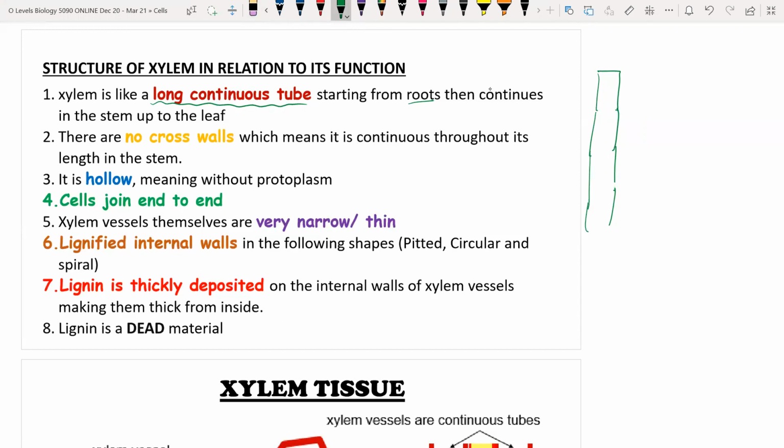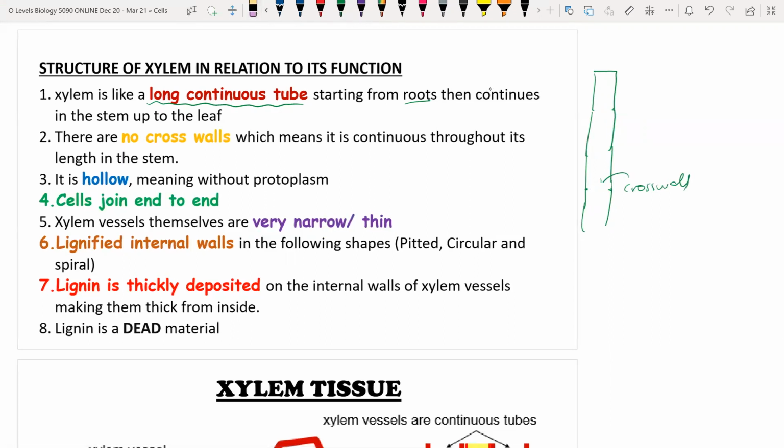And eventually what happened was even the cross walls were lost. What are the cross walls? You know, the point where one cell meets the other, that's where their cell walls come on top of one another. This is known as the cross wall. But during the course of formation of a xylem vessel, even these cross walls were lost.